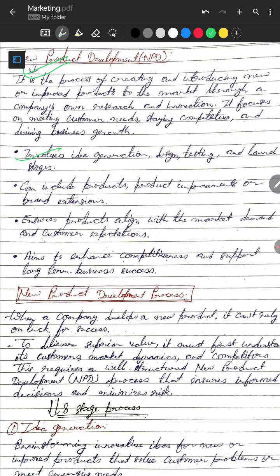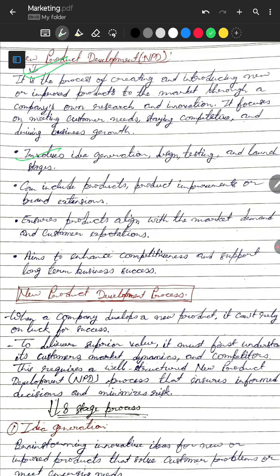What it ensures is that the product aligns with the market demand and customer expectations. It means new product development should be according to what the market demands and what the expectations are. According to the expectations of the customers, the product should be developed. It aims to enhance competitiveness and support long-term business success. So that's all about new product development here, and now step by step we will move deeper and deeper.